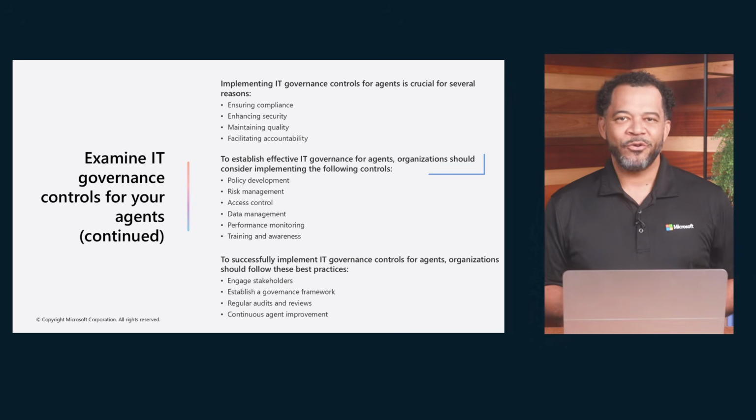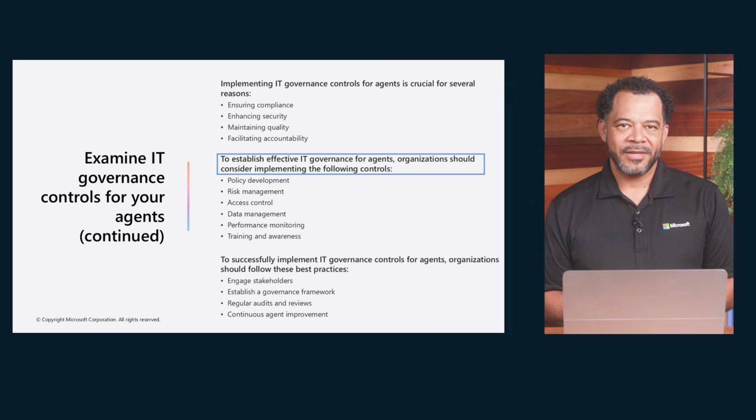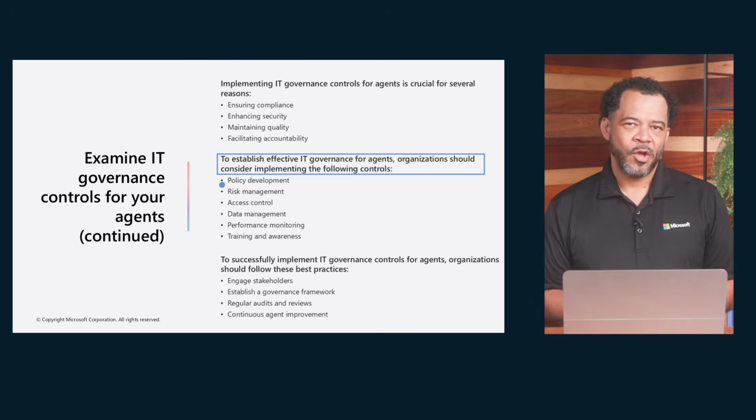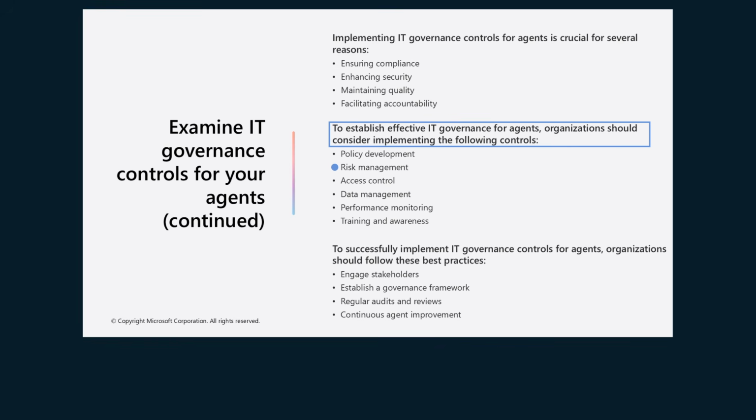Now, how do organizations put this into practice? It starts with policy development, which are clear guidelines on how agents should be used. Then there's risk management, which involves identifying potential threats and putting safeguards in place. Access control is another key area, ensuring only authorized users can interact with agents. Data management practices like encryption and backups help protect information, while performance monitoring ensures agents are doing their job effectively.